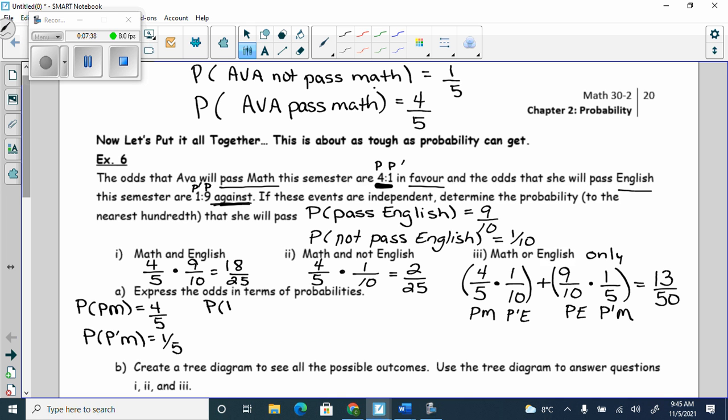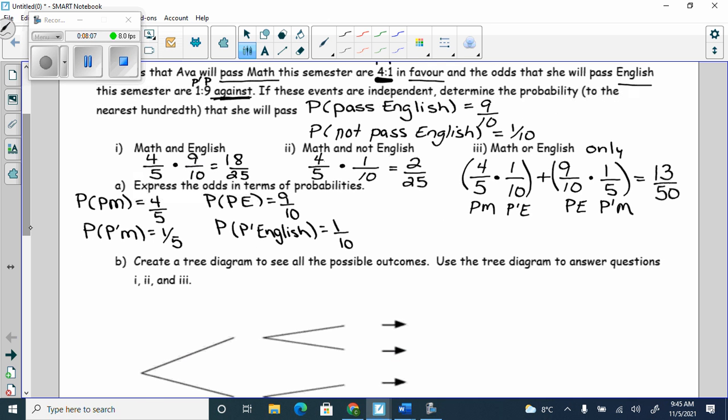Probability of passing English is 9/10. Probability of not passing English is 1/10. Remember, don't use short form on a test, right? I'm using short form now because it's not a test, it's just in your notes. On a test, I would write probability of not passing English. Okay?